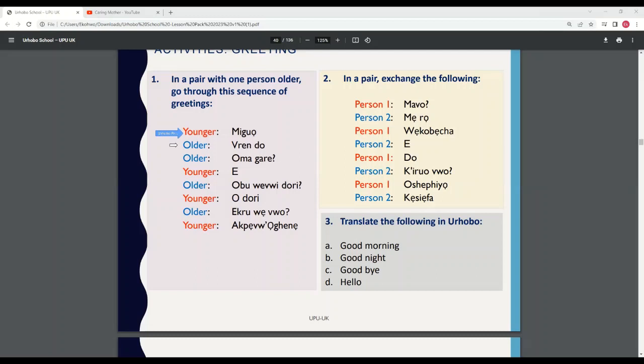Mingwa. Rendo. Omagare. E. Obu where we Dori. Odori. Ekruwevo. Akpewogene.